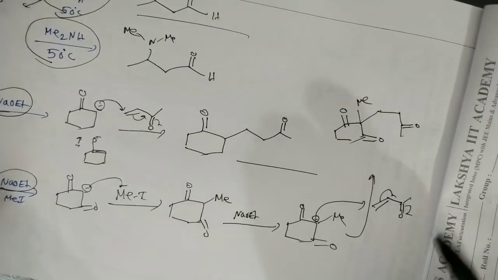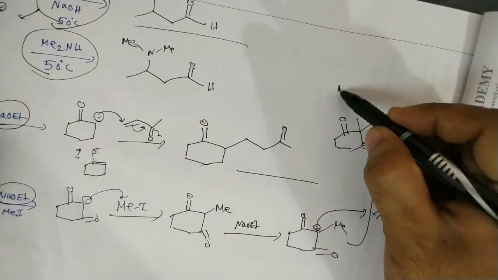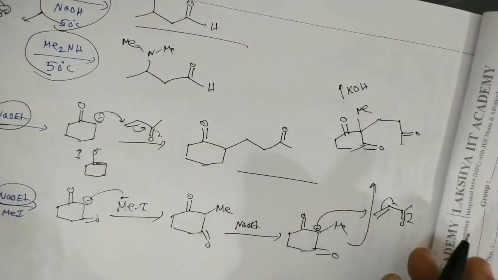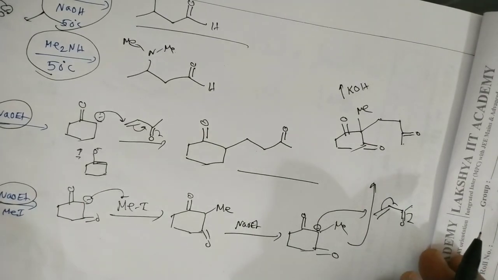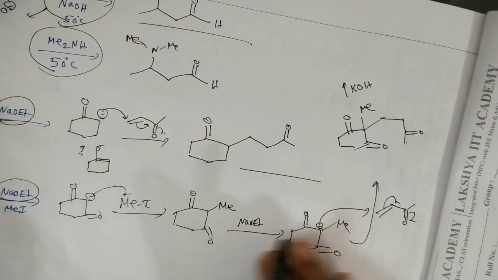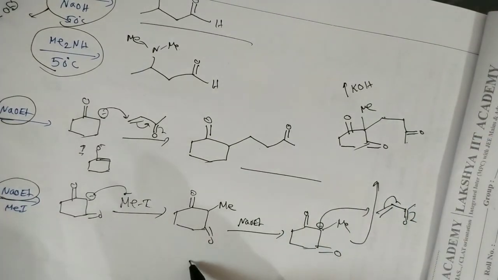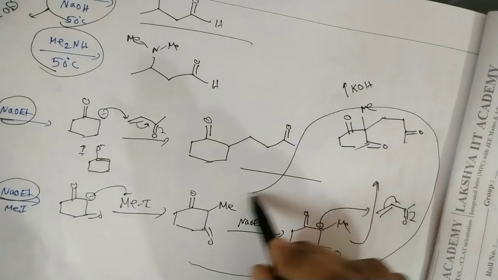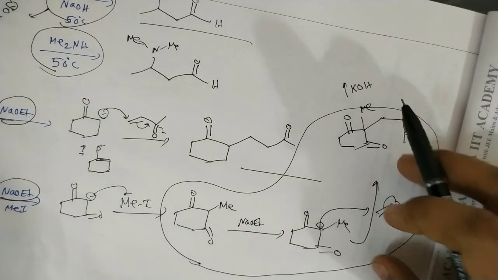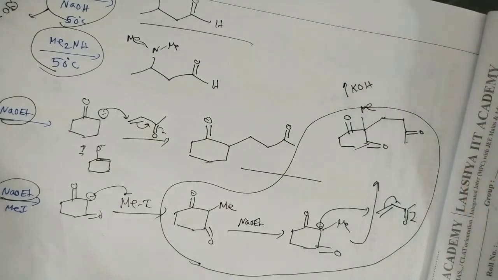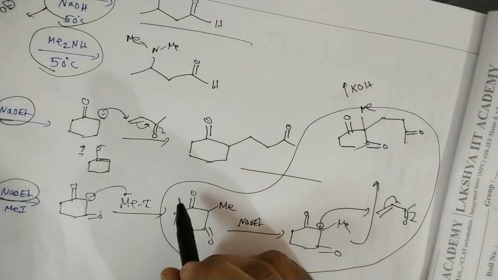Okay, so now here in this case again we can observe the intramolecular Aldol reaction for this one. This reaction is nothing but Robinson annulation. Robinson annulation involves first of all conjugate addition followed by intramolecular Aldol reaction. It is a conjugate addition up to this point. Now this one, with base KOH or NaOH, intramolecular Aldol reaction takes place.